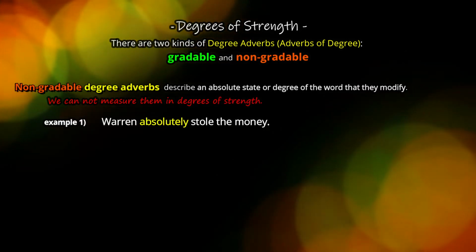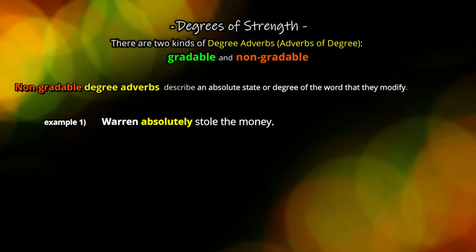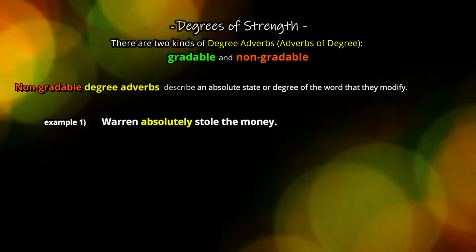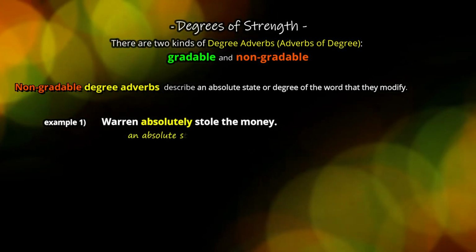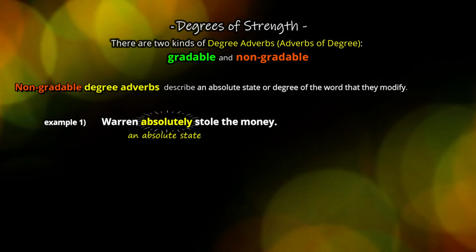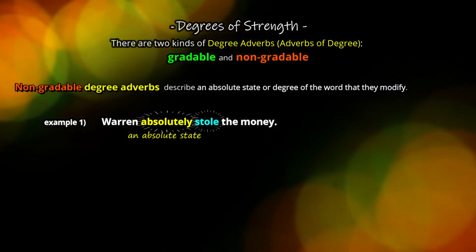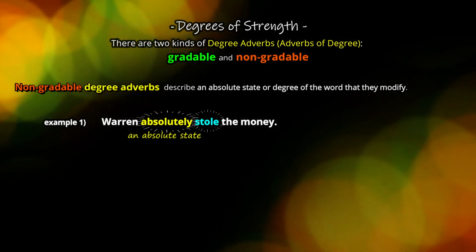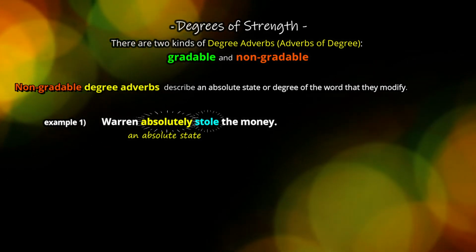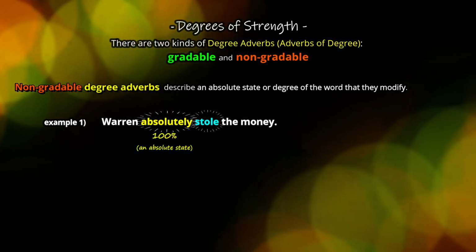So, for example, Warren absolutely stole the money. This is an absolute state. He absolutely stole. We can't say he almost absolutely stole, all right? He 100% stole the money.